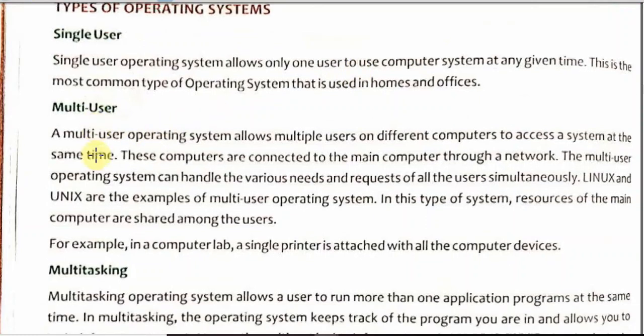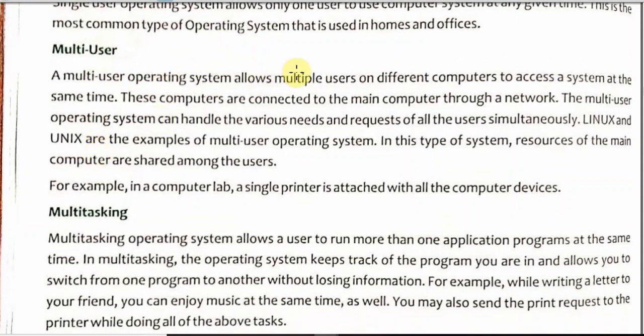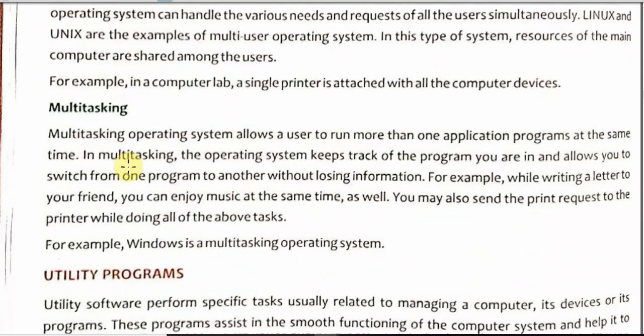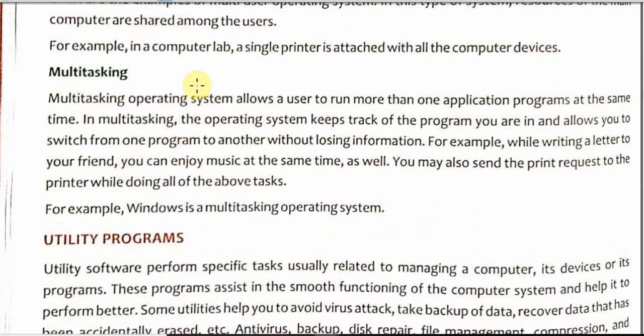Second is multi-user. Multi-user operating system allows multiple users on different computers to access a system at the same time. These computers are connected to the main computer through a network. Multi-user operating system can handle various needs and requests of all users simultaneously. Linux and Unix are examples of multi-user operating system. In this system, the main resources are shared among all the computers and the users. For example, in a computer lab, a single printer is used to print from many computers.